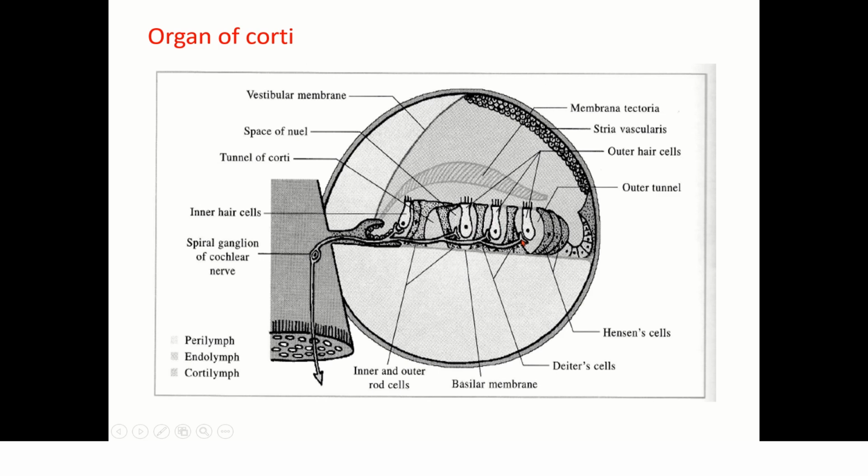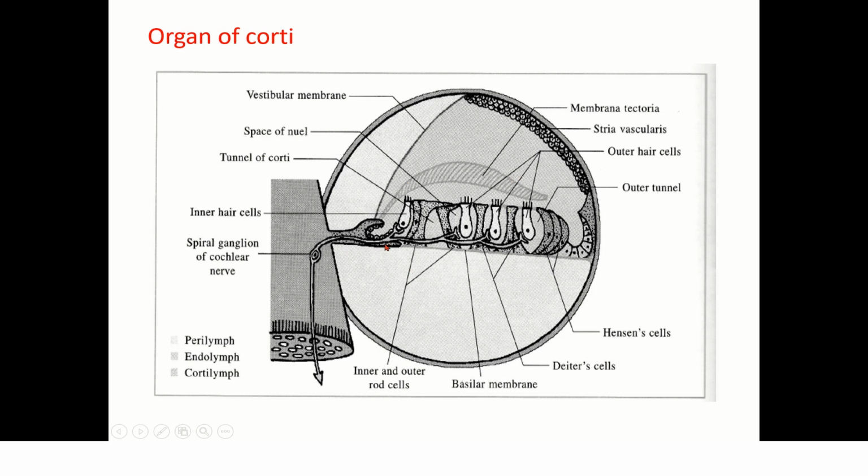Now here you can see these are the Deiters cells, which are supporting the outer hair cells. Here you can see the Hensen cells, which are outside the outermost row of the outer hair cells. Here you can see the cells of Claudius. These hair cells have processes called stereocilia. Here you can see this is the membrana tectoria.